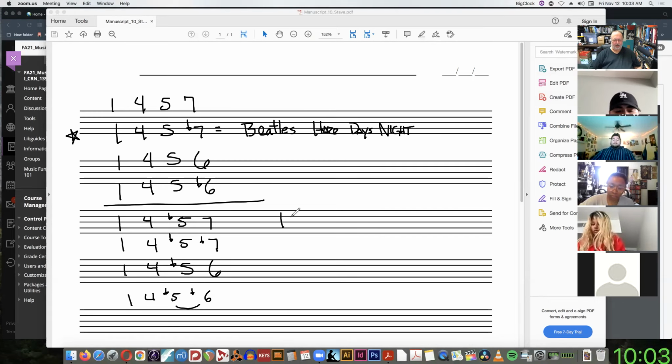So now we have 1, 4, sharp 5, 7, 1, 4, sharp 5, flat 7, and 1, 4, sharp 5, 6, and the next one's not a thing. 1, 4, sharp 5, flat 6. Well, you know by now that that is the same note, right?